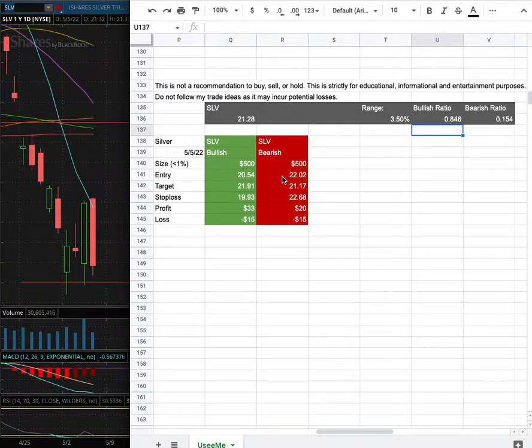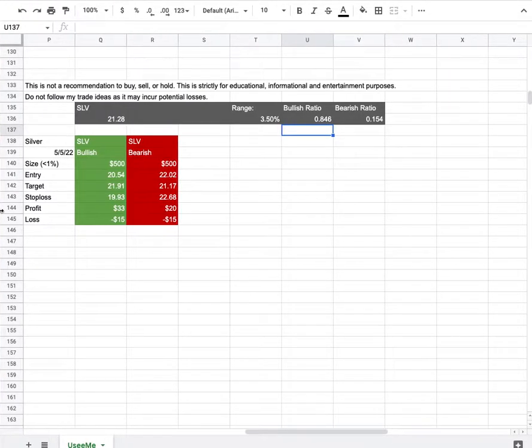And if I were to open a short position, my entry is at $22.02, and that is this range there. My sell target is at $21.17, and my stop loss is at $22.68. So whichever entry price were to hit first, that'll be my position of the week.